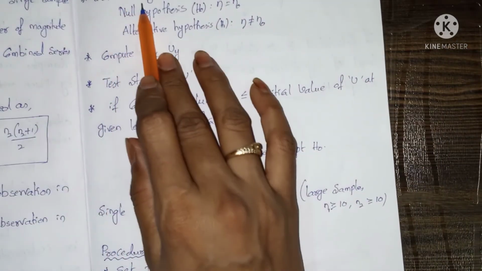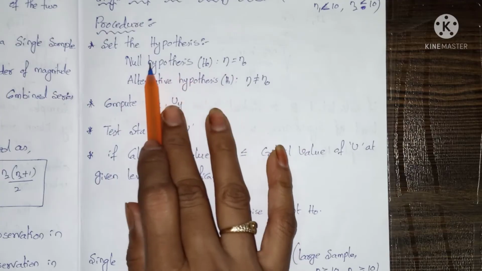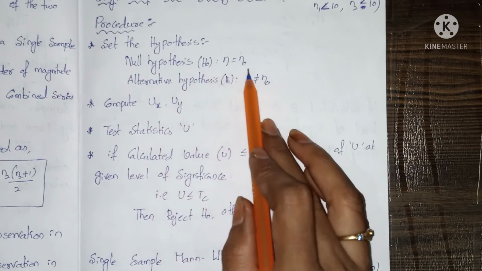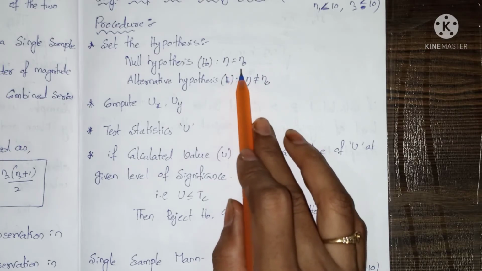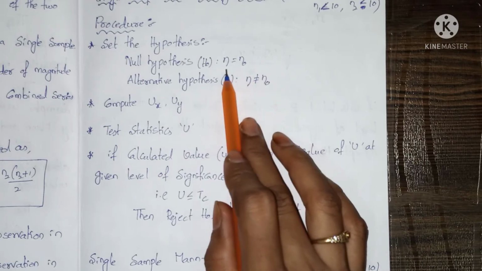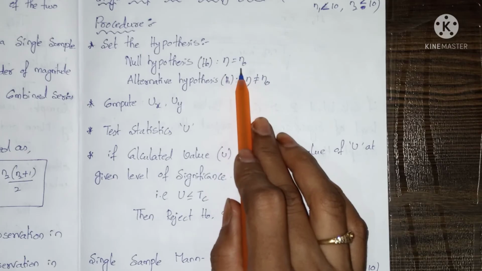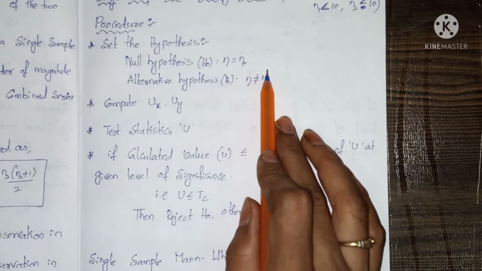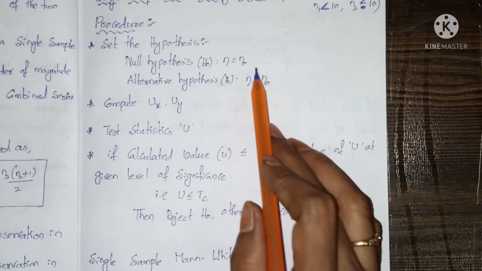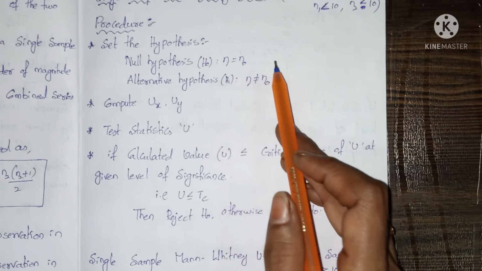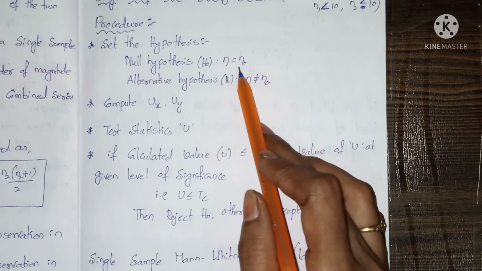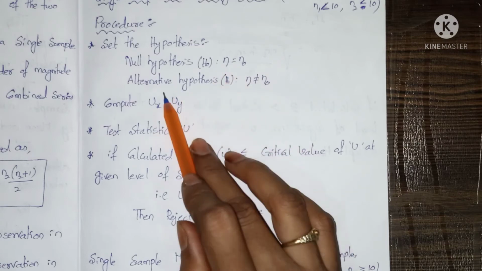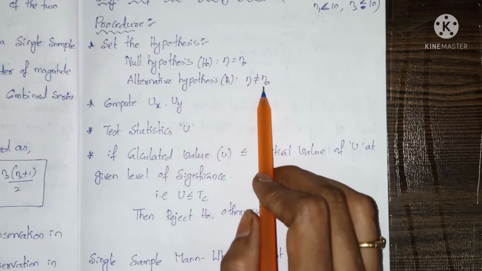Okay, so the procedure is first we have to set up the hypothesis. What is the hypothesis here? Null and alternative, isn't it? So the null hypothesis we take is eta equals eta 0. Instead of eta we can also take mu equals mu 0, or else m equals m0. You can use any notation here, because we are testing the median. Since we took equal in the null, the alternative is automatically not equal to.